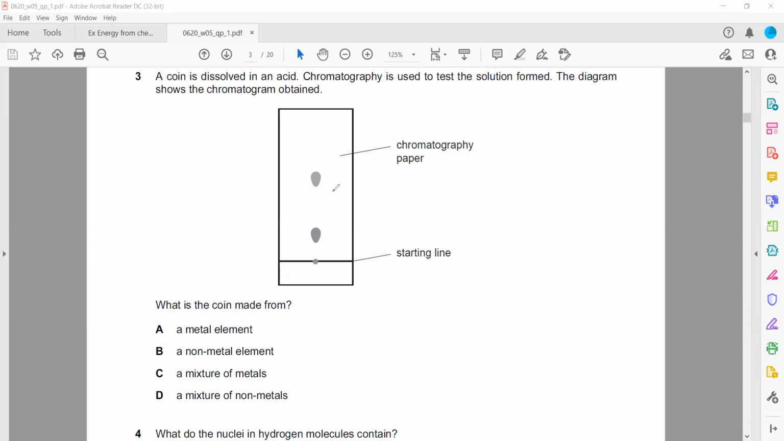First thing, because two spots are there, it will be a mixture. So it cannot be A, it cannot be B. And what are coins made up of? Metals or non-metals? Coinage metals are there, non-metals are not. There are only two non-metals that are not gases: 11 non-metals are in a gaseous state and only one is in a liquid state. So coins are actually made from a mixture of metals. So C is the right answer.